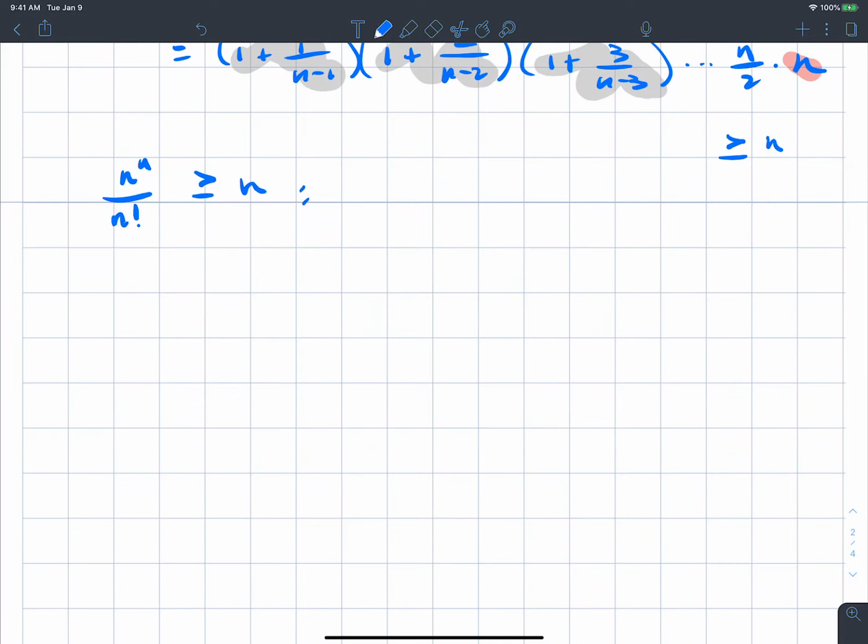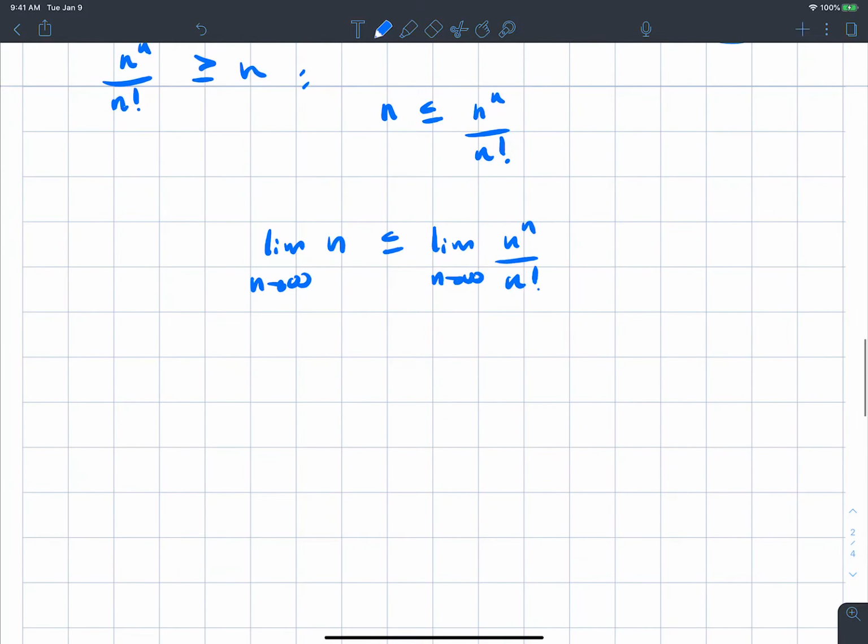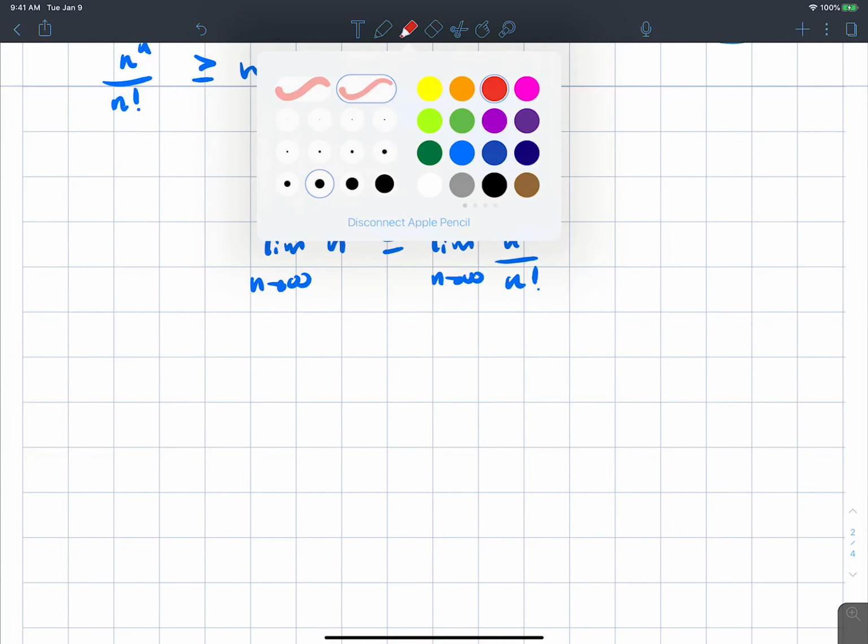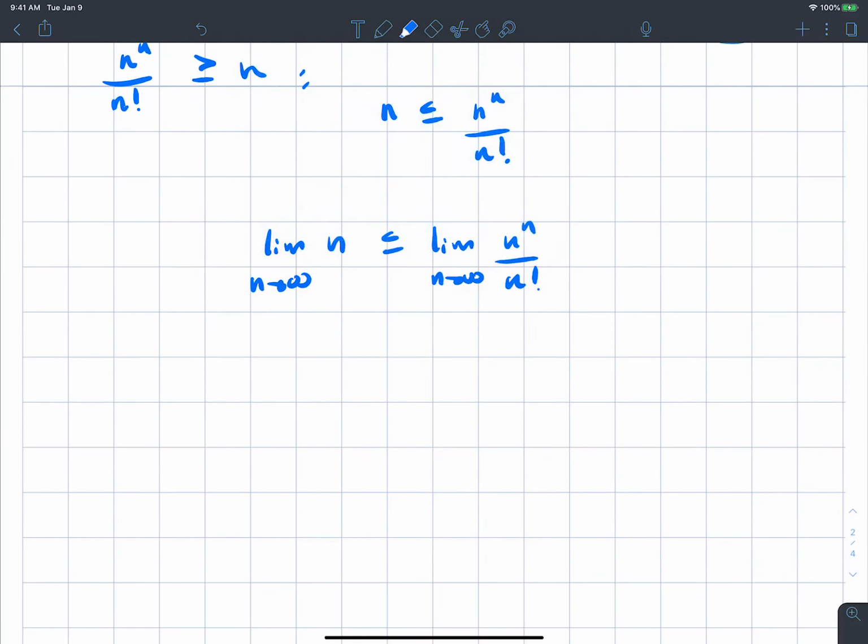And so if you take the limit now, in some ways, since n is less than or equal to n to the n over n factorial, the limit of n is less than or equal to the limit here of n to the n over n factorial. So if n gets big on this portion right here, this is going to infinity.